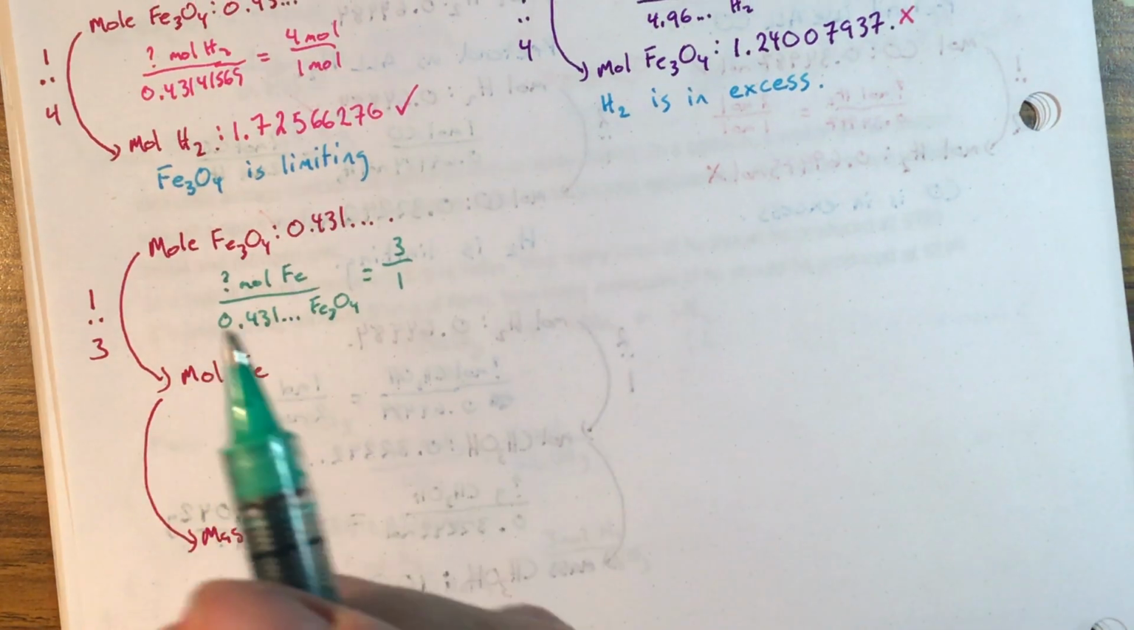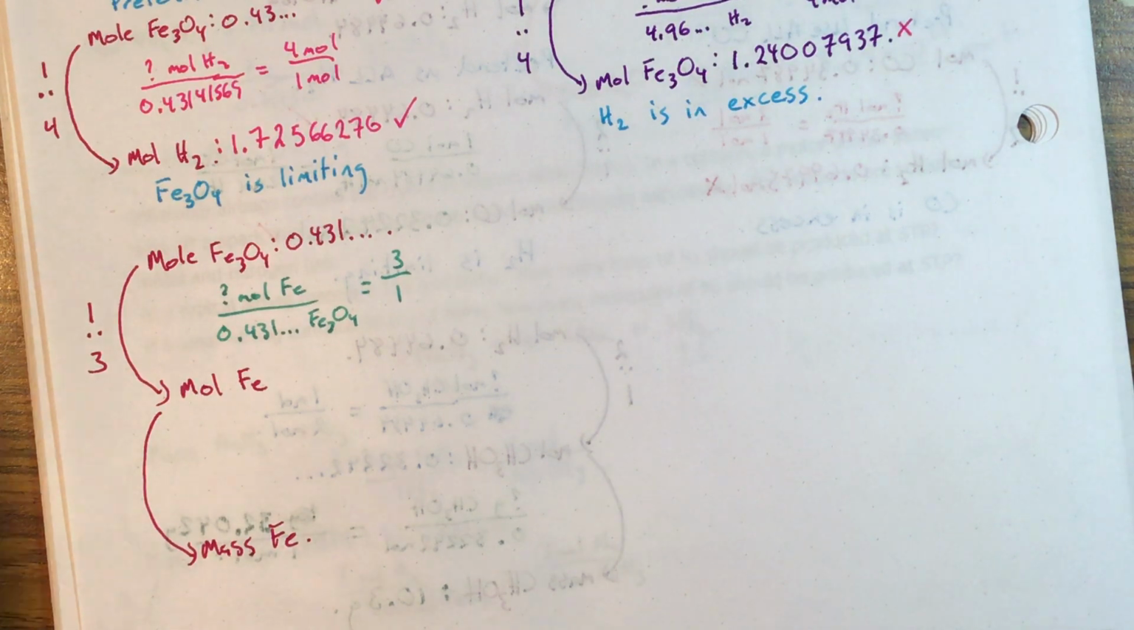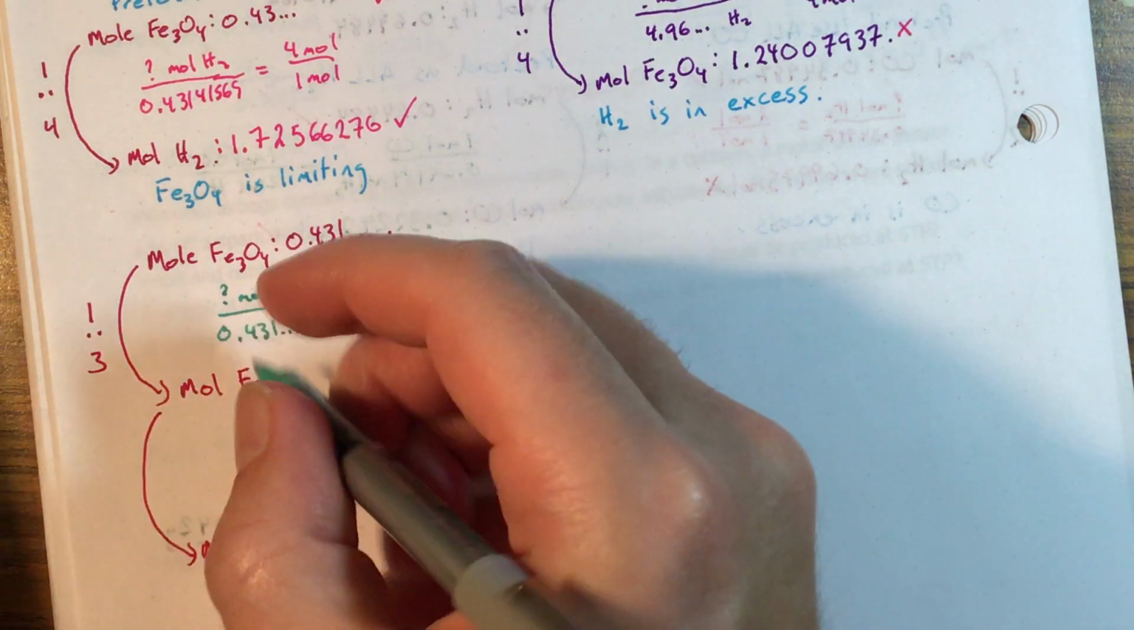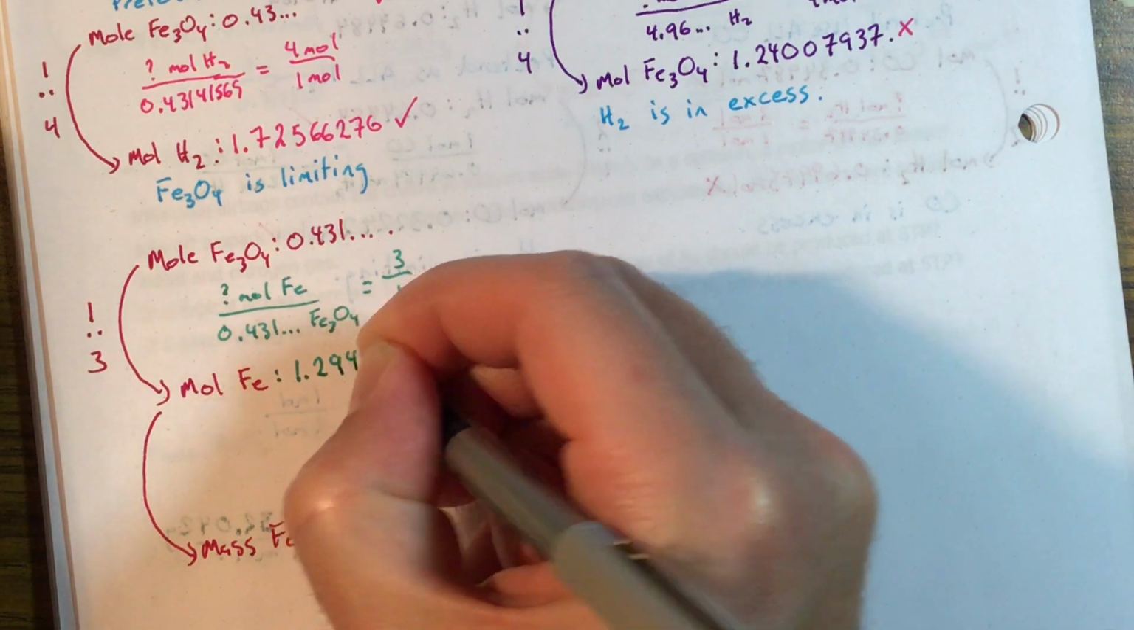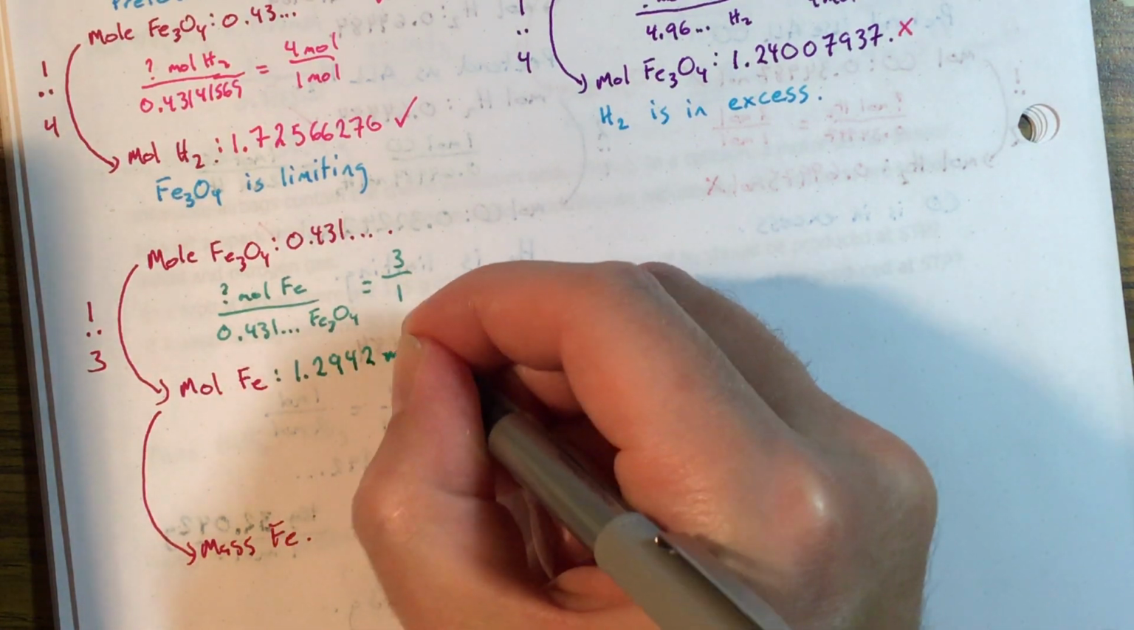So we take this number, we multiply it by 3. I like my calculator, it's got a memory in it, so I can just pull down that number and times it by 3. I get 1.2942 moles of Fe.